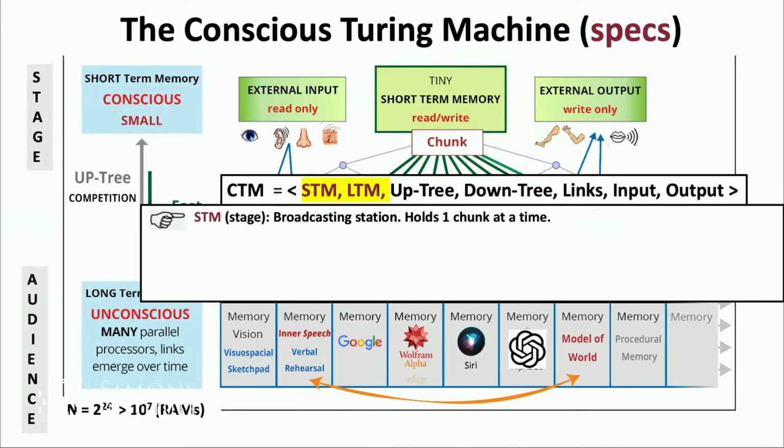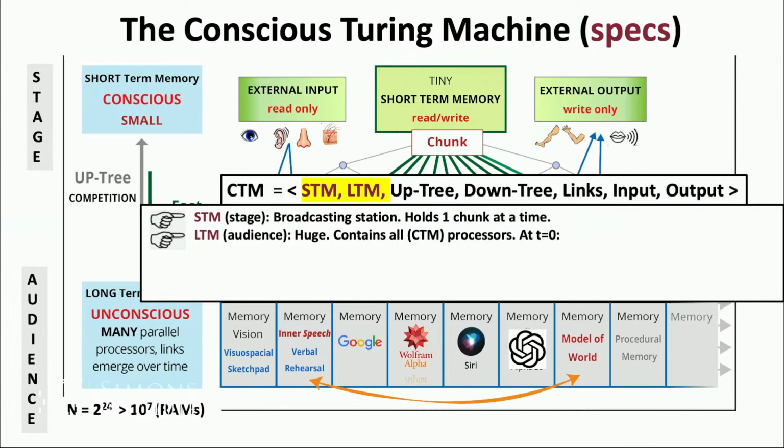Okay, so what is STM for our model is the stage. It's a broadcasting system, and it can hold one chunk of information at a time. George Miller talked about the magic number, 7 plus or minus 2. For simplicity, we can get away with one chunk, and so one will do for us. And LTM will be the audience. This is a huge audience that we're assuming. We're assuming like 10 to the 7th processors, or maybe 2 to the 24th. We're looking at binary for our calculations.